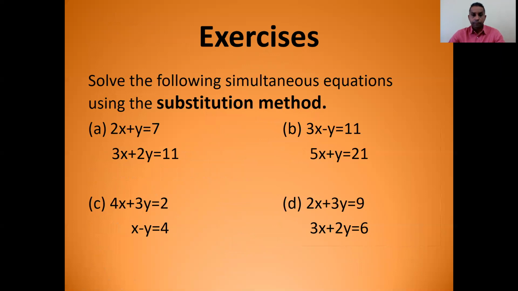Part B, 3x minus y is equal to 11 and 5x plus y is equal to 21. Part C, 4x plus 3y is equal to 2 and x minus y is equal to 4. Part D, 2x plus 3y is equal to 9 and 3x plus 2y is equal to 6.